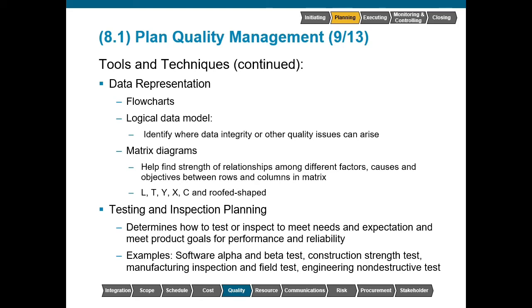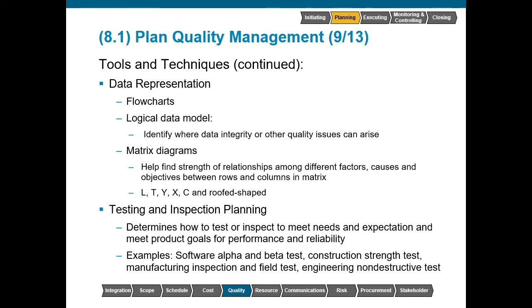The testing and inspection planning will help us determine how we are going to test or inspect to meet the needs and expectations of the various goals for performance and reliability that we will be inspecting for. So with software, the alpha and beta testing. For construction, it could be a strength test, and this could not just be the end result, it could also be for the components going into the deliverable.